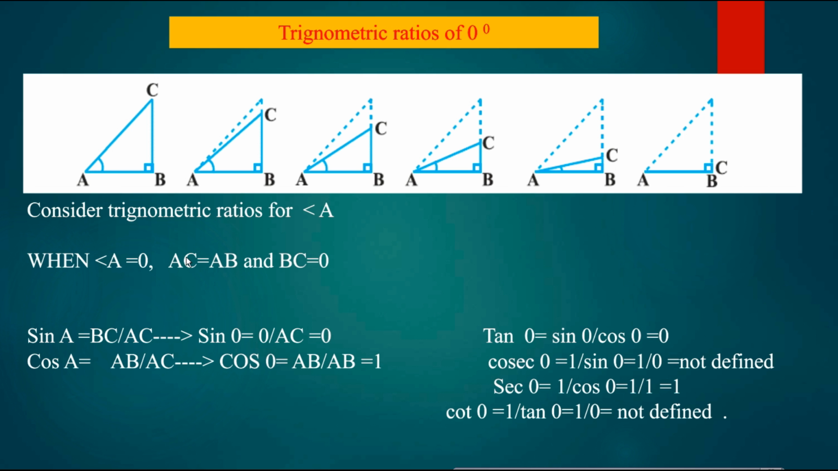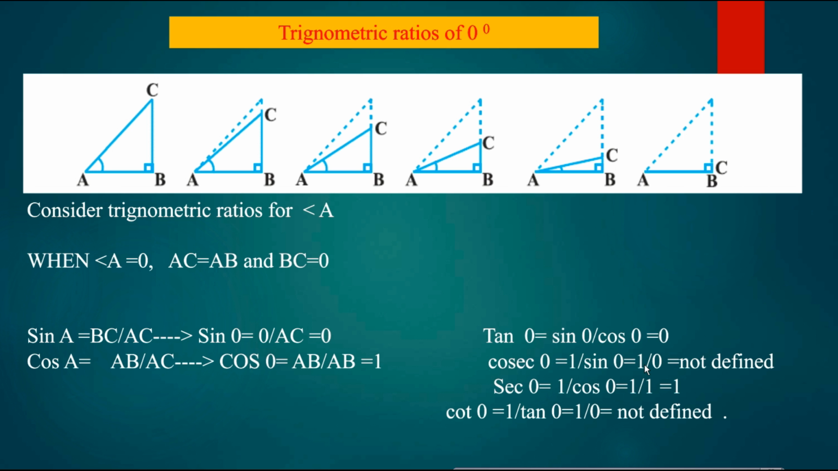Then cos A equal to adjacent by hypotenuse, AB by AC. Then cos 0, A becomes 0. When A is 0, AC equal to AB and BC equal to 0. So when cos 0, what happened? AC equal to AB, then AB by AB equal to 1. So cos 0 is 1. Now tan 0 is sin 0 by cos 0, sin 0 is 0, cos 0 is 1, 0 by 1 is 0.